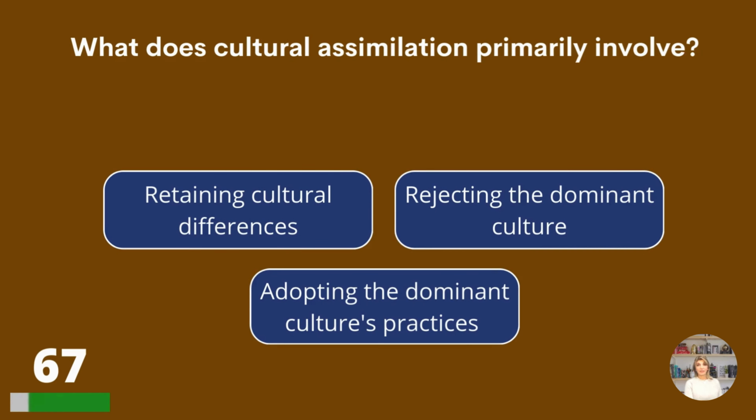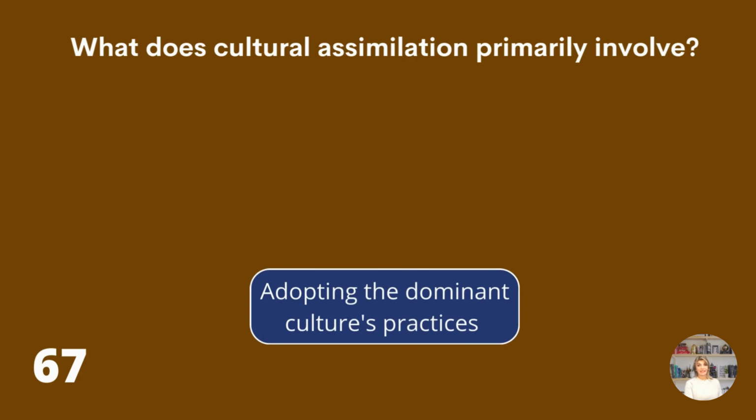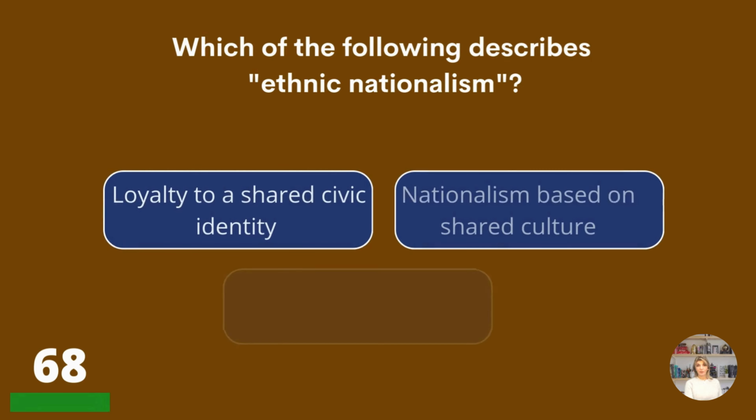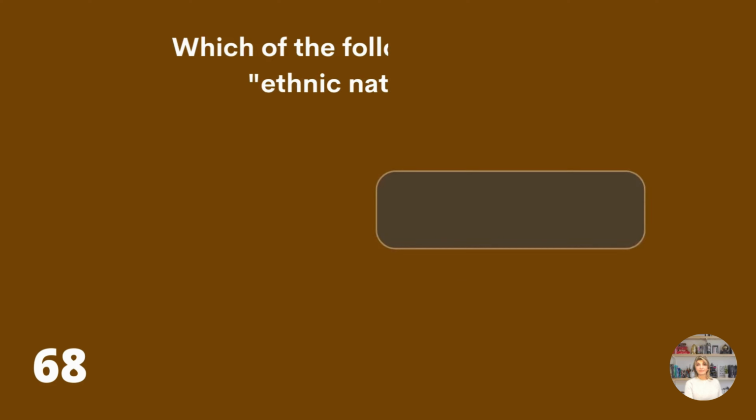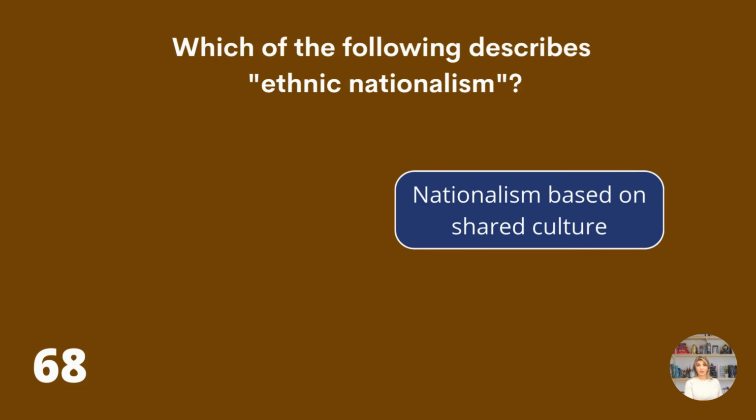What does cultural assimilation primarily involve? Retaining cultural differences, rejecting the dominant culture, or adopting the dominant culture's practices? Adopting the dominant culture's practices. Which of the following describes ethnic nationalism? Loyalty to a shared civic identity, nationalism based on shared culture, or political loyalty to democratic institutions? Nationalism based on shared culture.